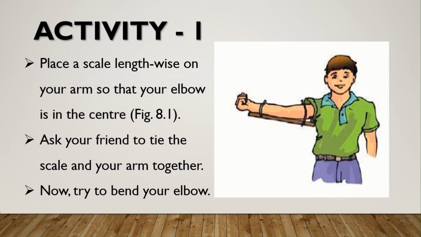Now try to bend your elbow. Are you able to bend your elbow? No. Why? Because you have held the joint and restricted it, and because of that restriction the joint is not able to move. So if we did not have joints in our body, the body parts would not have been able to bend or move, there would be no movement in our body. This is the importance of joints, that without joints we cannot rotate or bend anything in our body.